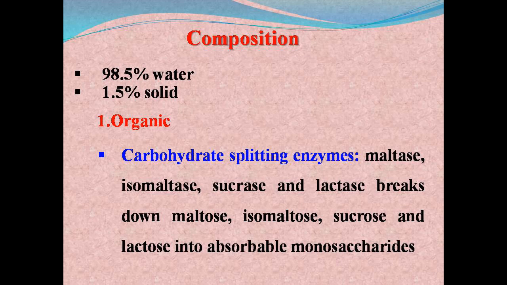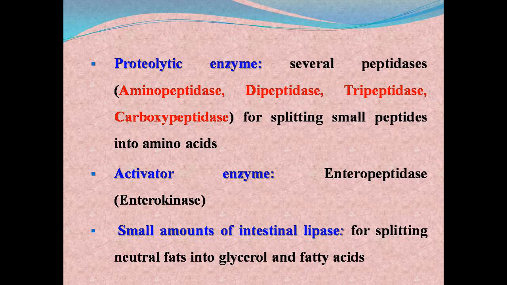Carbohydrate splitting enzymes like maltase, isomaltase, sucrase, and lactase break down maltose, isomaltose, sucrose, and lactose into absorbable monosaccharides. Proteolytic enzymes, several peptidases like aminopeptidase, dipeptidase, tripeptidase, carboxypeptidase, split small peptides into free amino acids. We have an activator enzyme here also, that is enteropeptidase or enterokinase, which is secreted from the small intestinal mucosa for the activation of the inactive proteolytic enzymes.